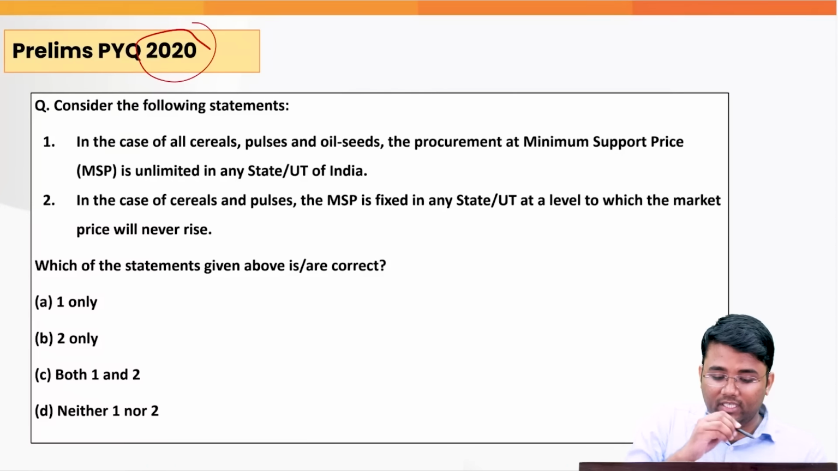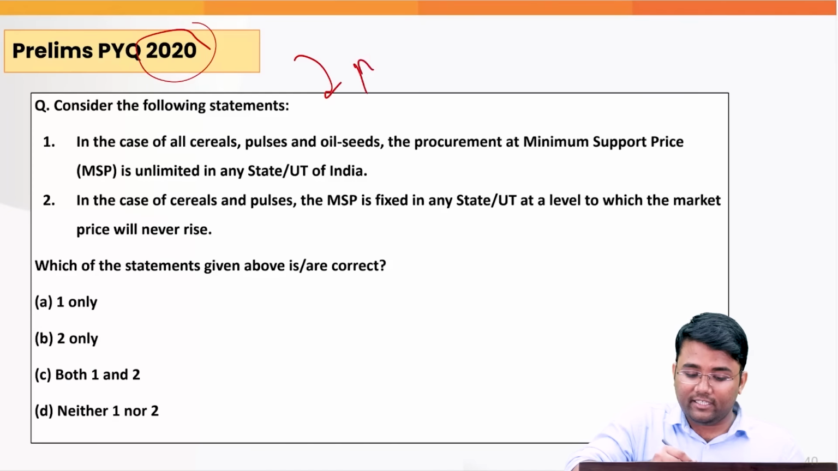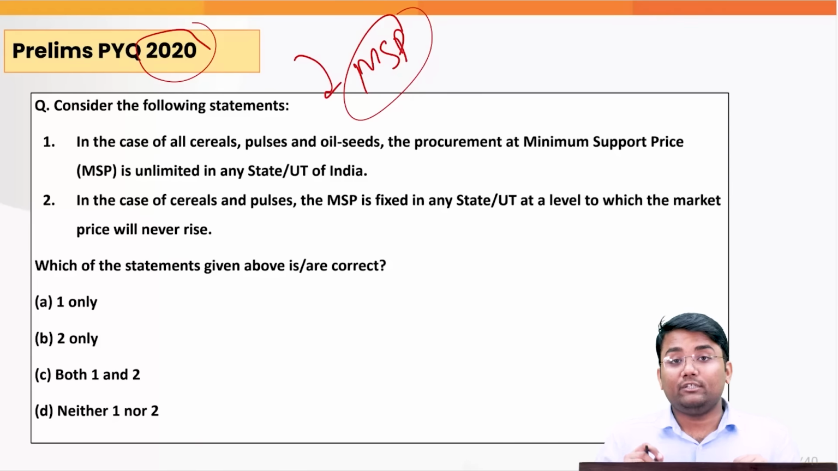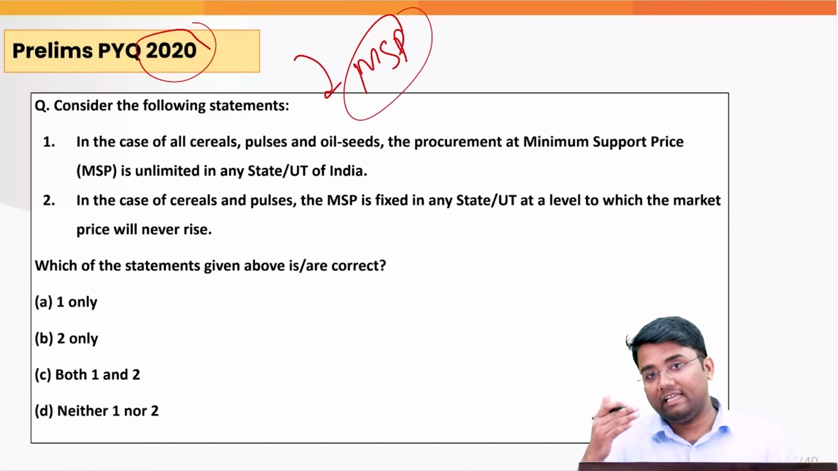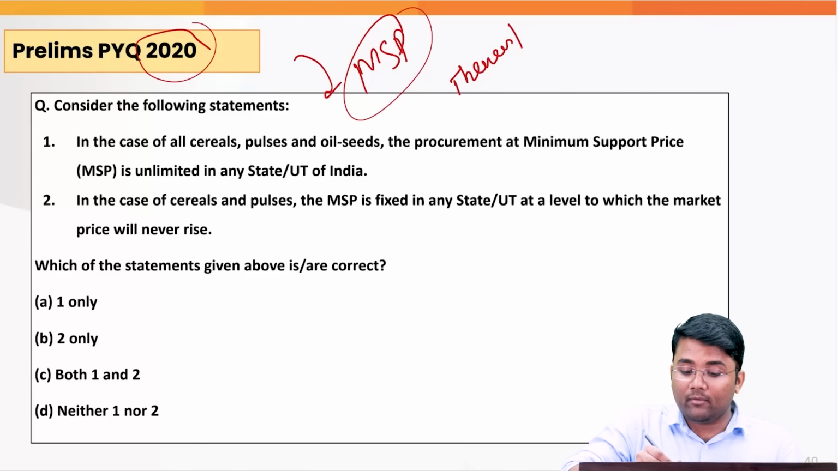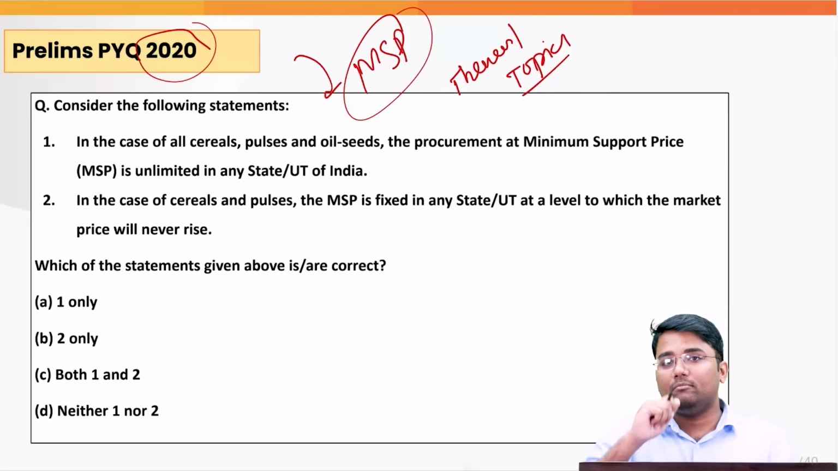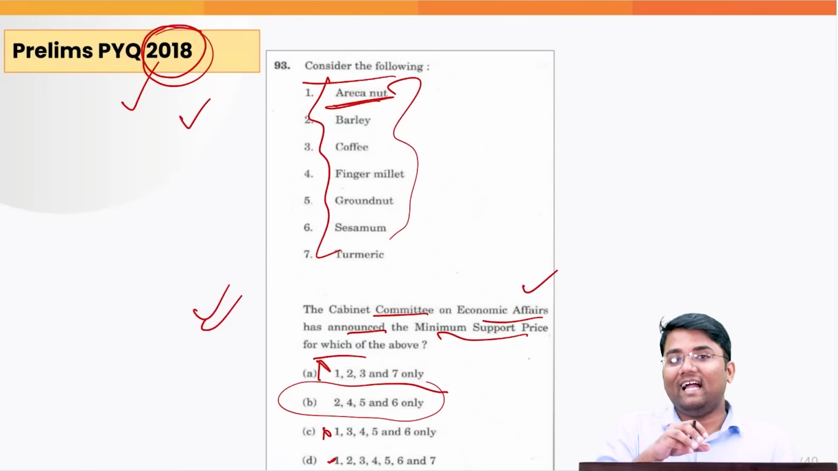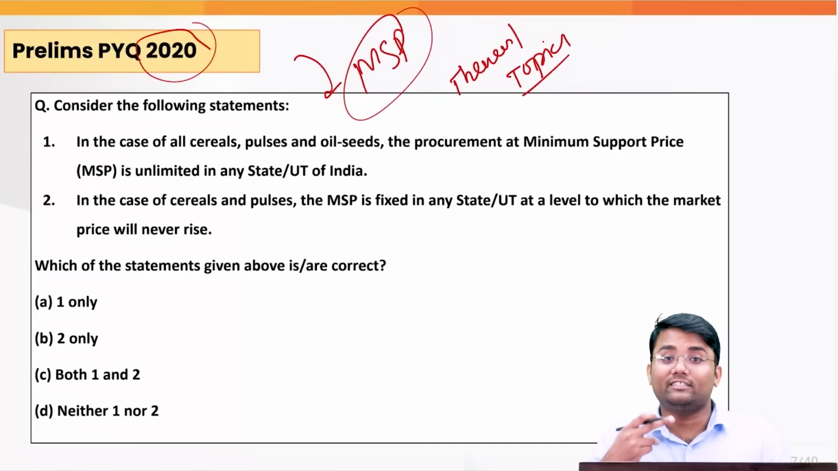Again in year 2020 UPSC asked one question related to MSP itself, and this is the point I want to emphasize: please be very thorough with the previous year questions, and how you can analyze the previous year question, or what are the things you have to do while analyzing the previous year question. You have to identify major themes or major topics from which questions are being asked. For example, if you have analyzed the previous year questions, you would come to the conclusion that MSP is one of such important themes or topics from which UPSC is asking questions.